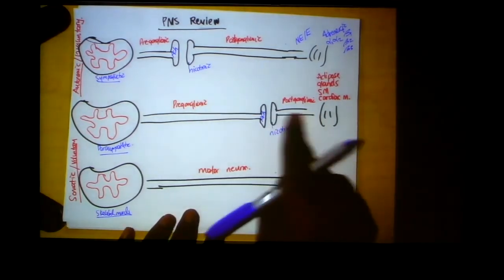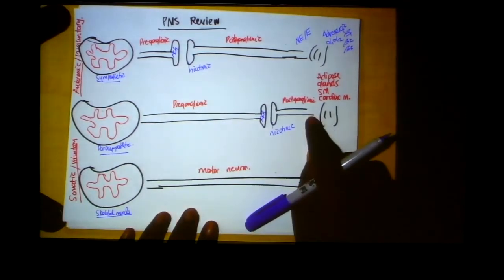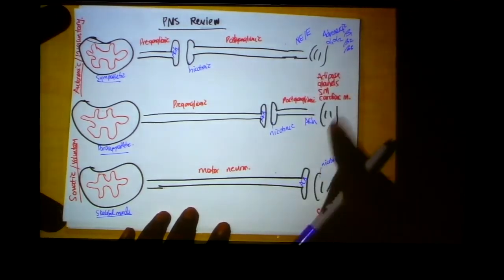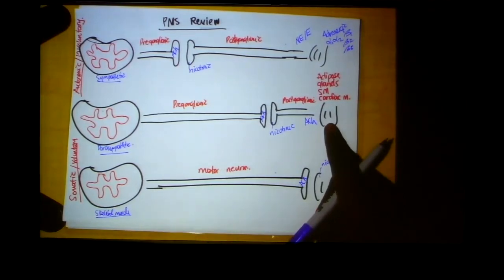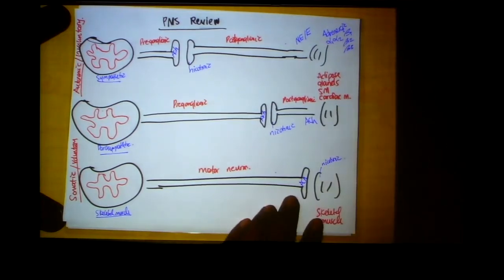Let's look here. Our second neuron on the parasympathetic side releases what neurotransmitter? We know it's not norepinephrine. Acetylcholine. Good. So it's going to also be acetylcholine. What type of receptors are going to bind to here in our smooth muscle, cardiac muscle, adipose, or gland? A muscarinic receptor. So it's cholinergic, but it's a different type of cholinergic.